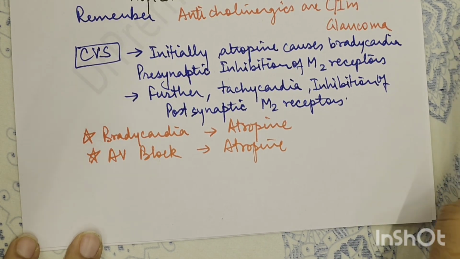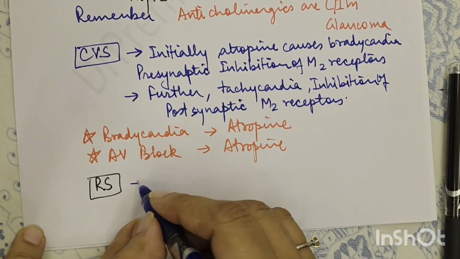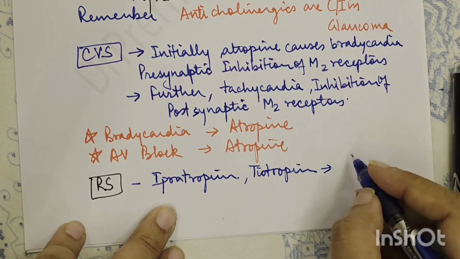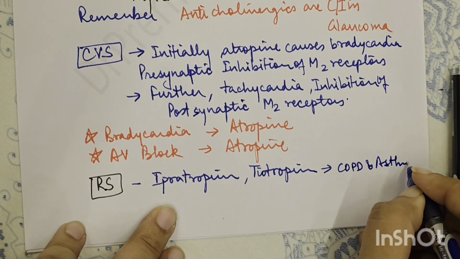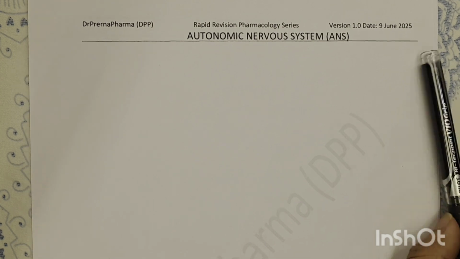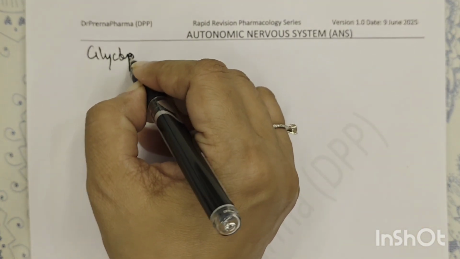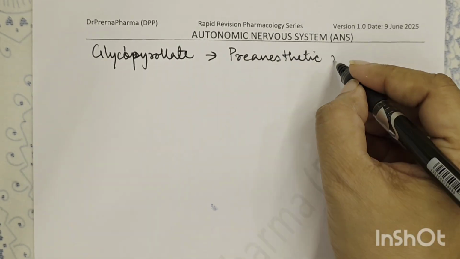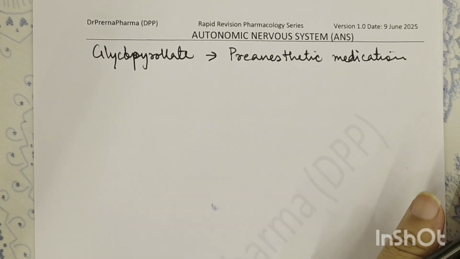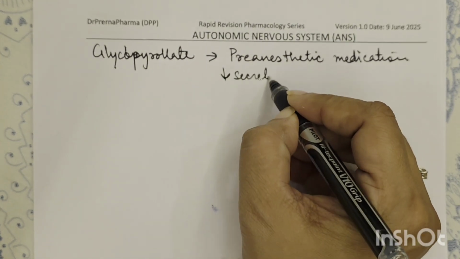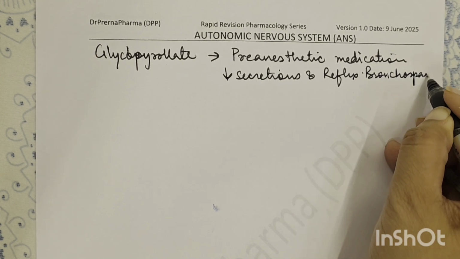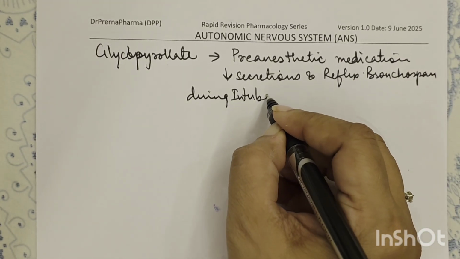Okay. Next है respiratory system, asthma, COPD. So we have drugs which are ipratropium and tiotropium. These are anticholinergics and they are used in COPD and asthma. Okay. Next, we have glycopyrrolate. This drug is used in pre-anesthetic medication. Okay, this is used in pre-anesthetic medication because it reduces secretions and reflux, bronchospasm during intubation in general anesthesia, right?